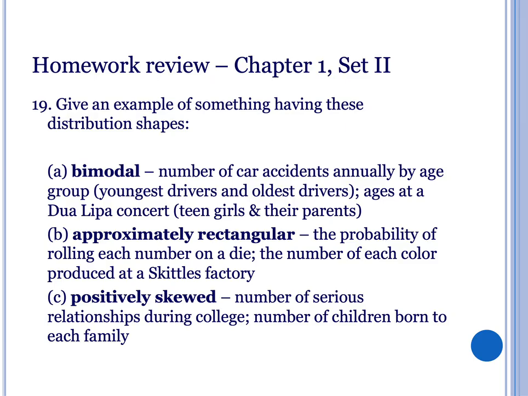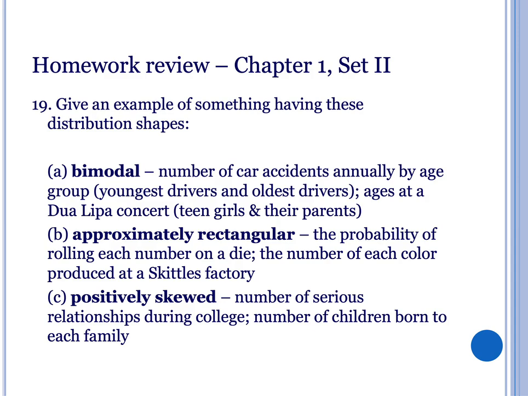Positively skewed: number of serious relationships during college. Most folks are going to have 0, 1, or probably 2. And then you're going to have a small number of folks that are going to have 12 or 20 or whatever, because there's something wrong with them. Or there's nothing wrong with them and they're just really popular. I don't know. But you can see you've got most folks grouped down at one end, and then trailing off in a thicker tail the higher you go, right?